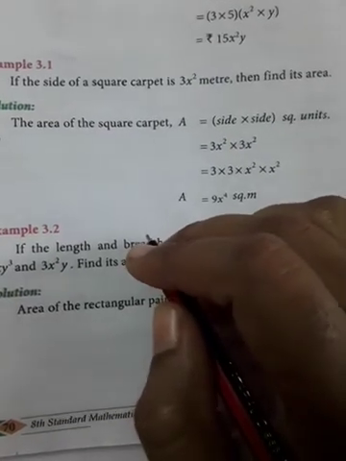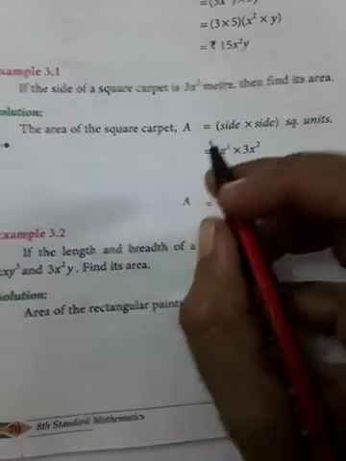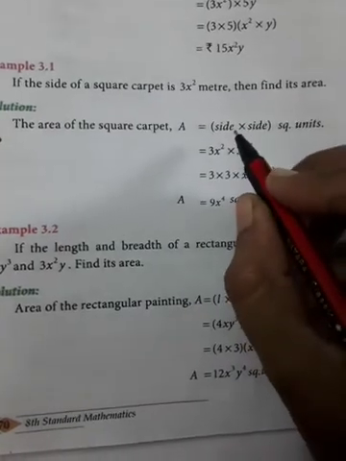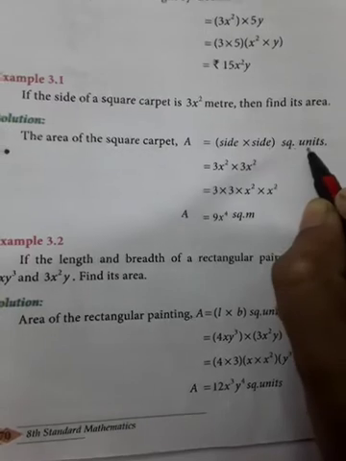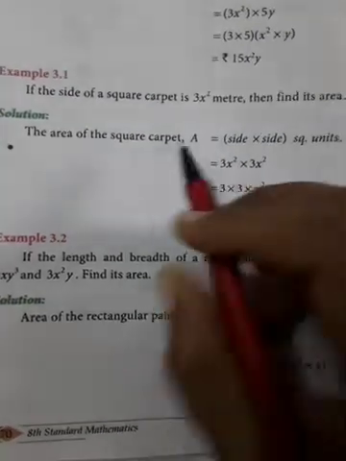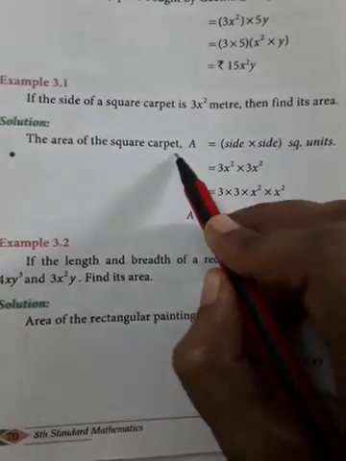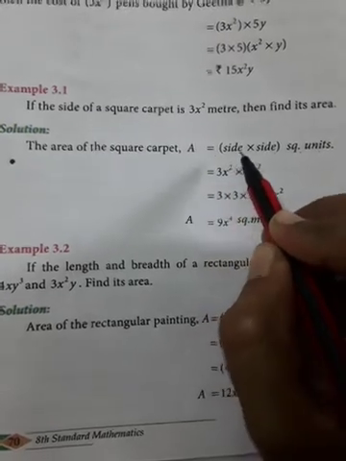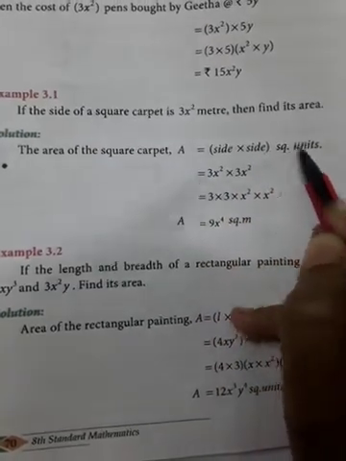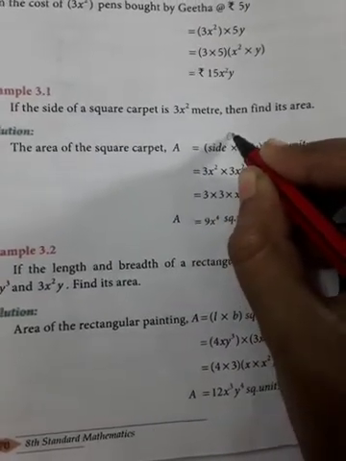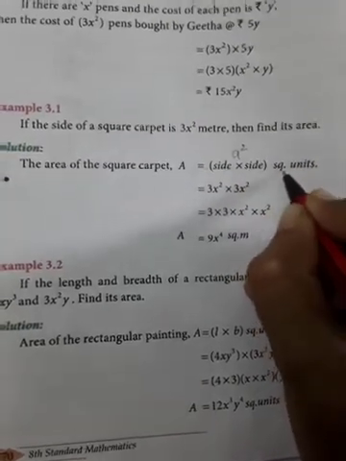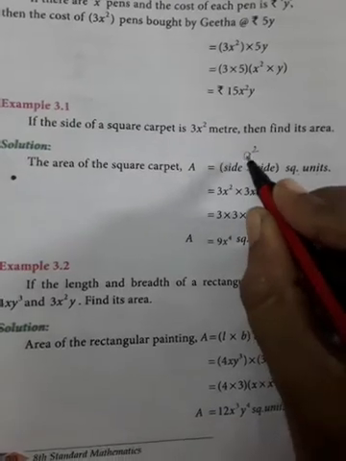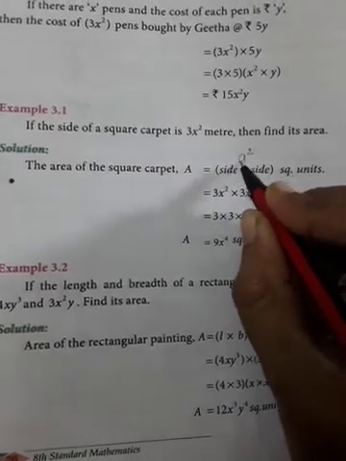Area of a square is nothing but side square. How can you write side square? Side into side, sq units. Sq units is nothing but square units. So, area of a square carpet A is equal to side into side square units. Side into side can be written as a square square units. So a is nothing but the side.